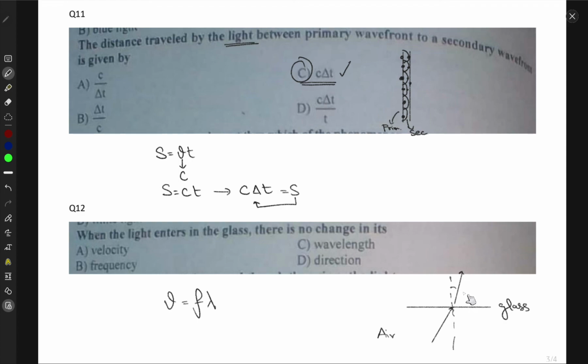What remains the same is the frequency, which is f equals 1 over time period. Time period is going to be constant, and which implies that the frequency would be constant. There would be no change in the frequency. Hence the correct option is option B, because it says when the light enters in the glass, there is no change in its frequency.